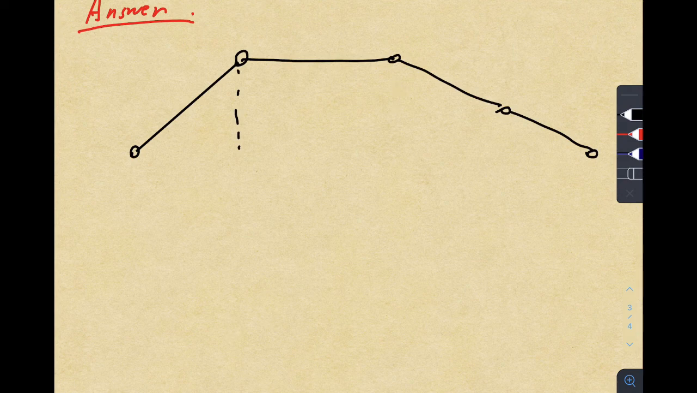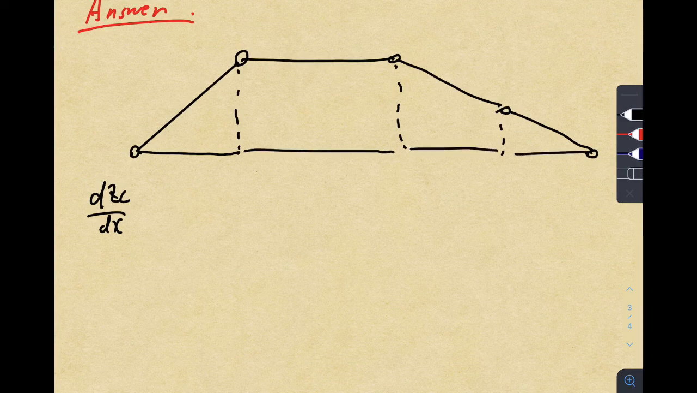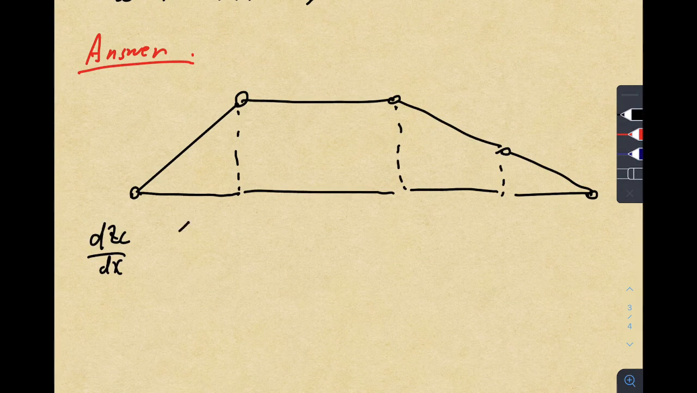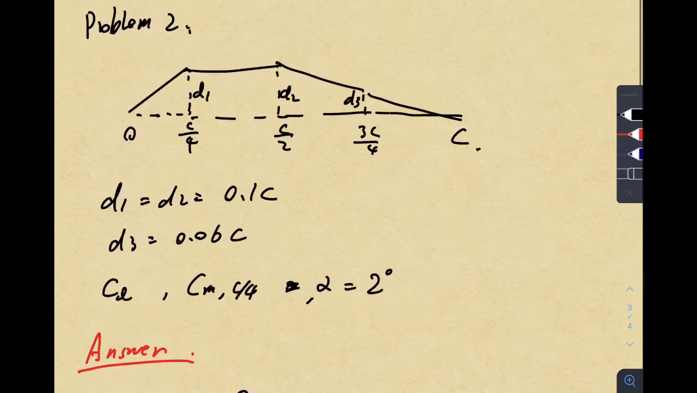Great. So let's compute the slope of the camber line. I would first compute it in the physical space. For the first segment, it will be d1 over c over 4, that's going to be 4d1 over c. That's the slope for this one.